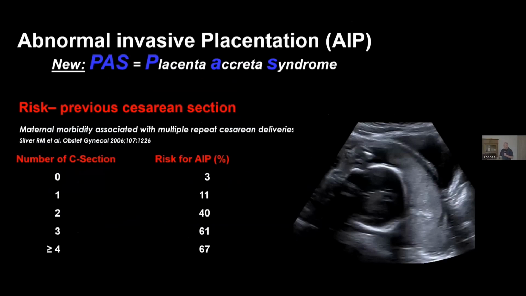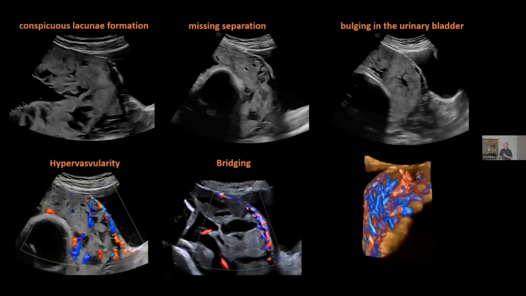On the other hand, we also have abnormal invasive placentation, and we have an increased rate over the world. I heard yesterday that every week you have a case of placenta accreta, and this was a new name, PAS, placenta accreta syndrome. We know that by increasing the number of C-sections, the risk of developing such a very severe complication is very high. So early detection is very important.